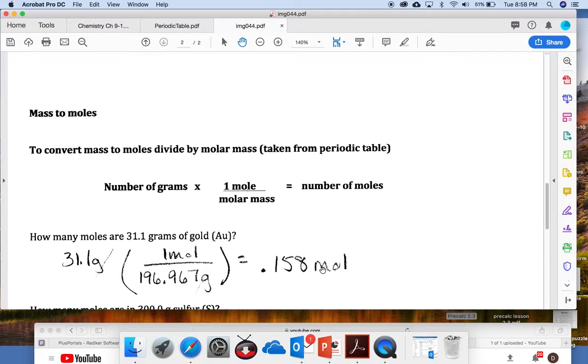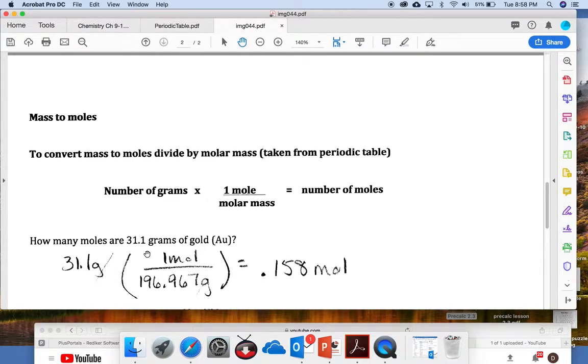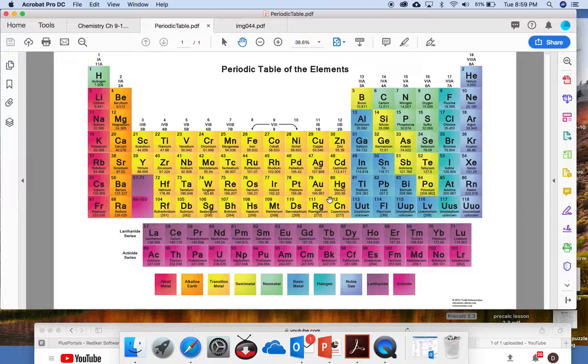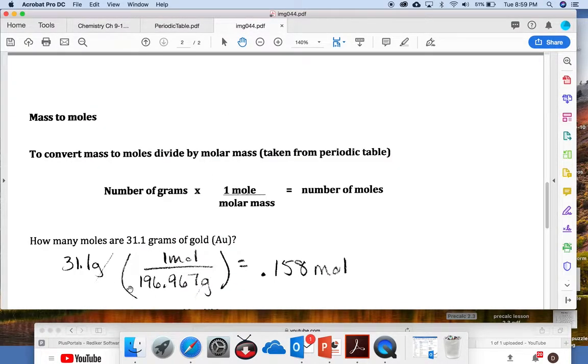So first example, how many moles are 31.1 grams of gold? I have 31.1 grams of gold. I want to convert it to moles. I know that 1 mole is 196.967 grams of gold. You see that from the periodic table. And so I take 31.1, I divide it by the 196.967, and I get 0.158 moles of gold.